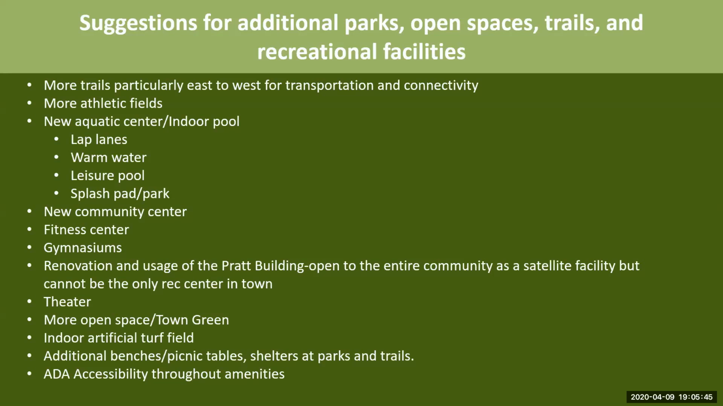A theater is needed. More open space and maybe even a town green was discussed, and that could possibly have taken place, or it could possibly take place, in a central part of town. An indoor artificial turf field was discussed. That might be something similar to a multi-use gymnasium concept where you would have artificial turf opportunities, whether they be panels or artificial turf that's rolled up and stored for certain programs throughout the year for the department.